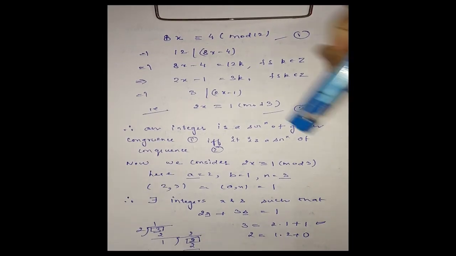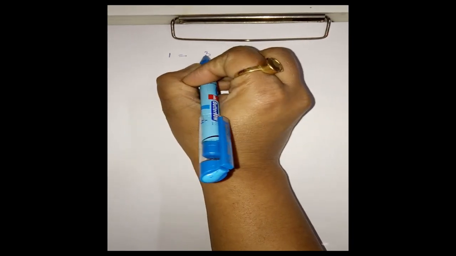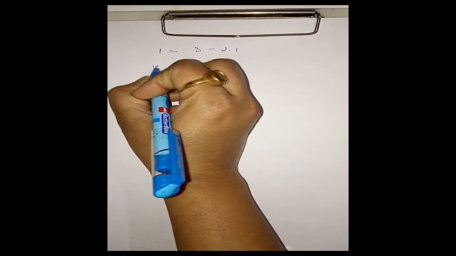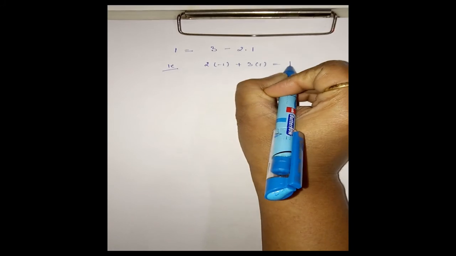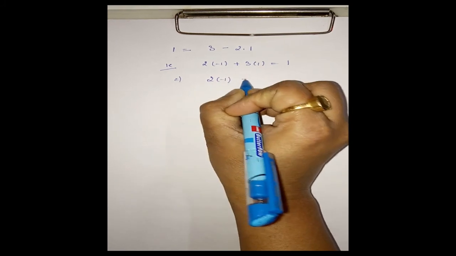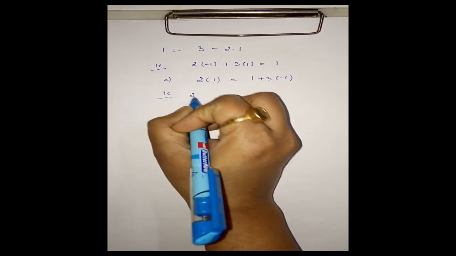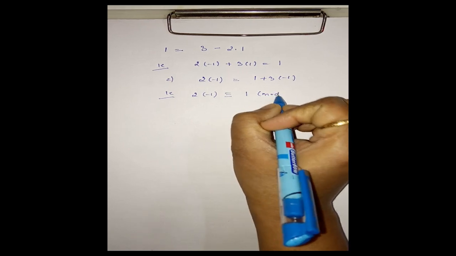Now using this equation, 1 can be written as 1 is equal to 3 minus 2 into 1. That is, 2 into minus 1 plus 3 into 1 is equal to 1. From here, I can write 2 into minus 1 is congruent to 1 modulo 3.